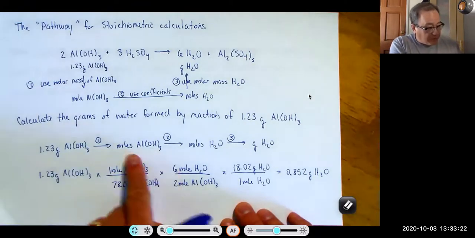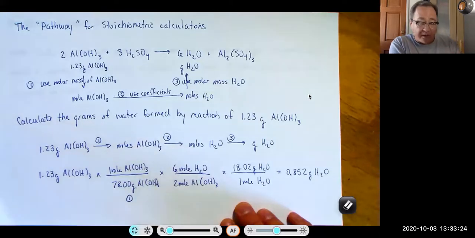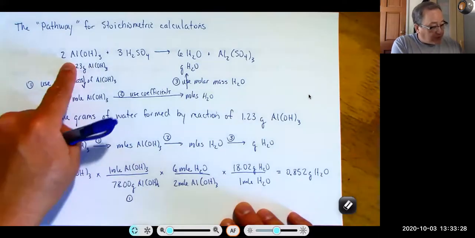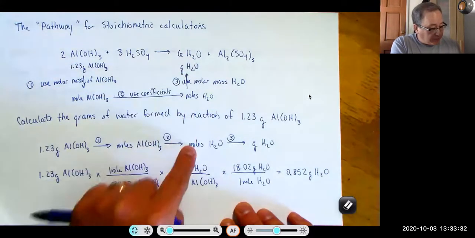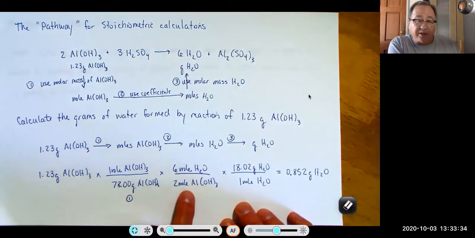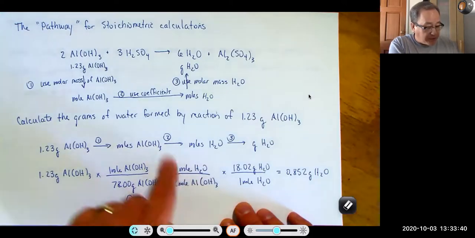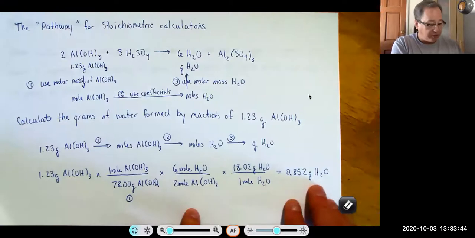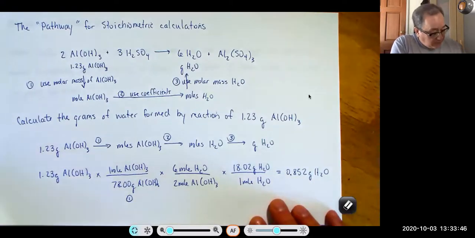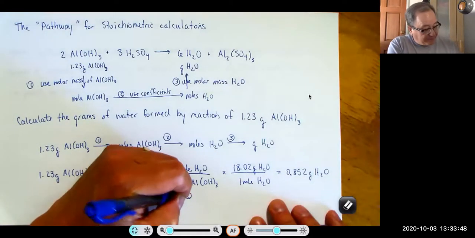Conversion 2, I'm going from moles to moles, and I want to use the balanced reaction. So I see that there are 2 moles of aluminum hydroxide to 6 moles of H2O. So I'm going to put the 2 moles of aluminum hydroxide in the denominator so that these things cancel. And I'm going to put the 6 moles of H2O in the numerator because I want to convert eventually to grams of H2O. So this is the second one.